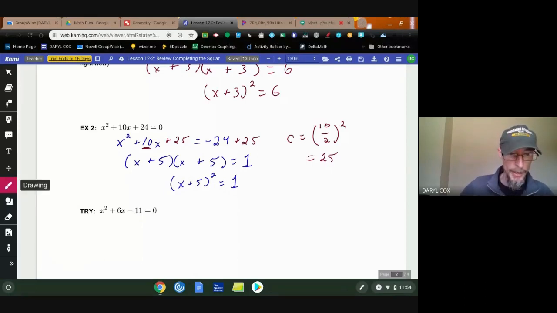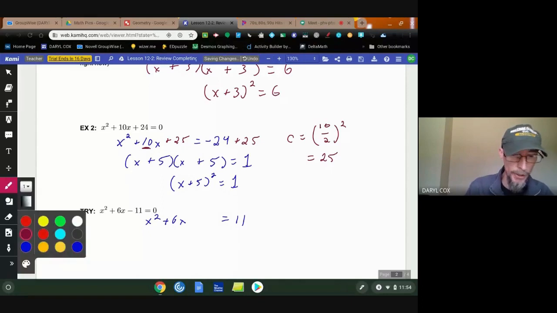Try one here. X squared plus 6x minus 11 equals 0. Factor it. Okay, so hopefully your first step is that you moved everything around. X squared plus 6x equals 11. Then you said, let me get my c term, my constant square, or my square constant rather. So that's going to be 6 over 2 squared, which is 9. So I'm going to add 9 to both sides. 11 and 9, well, that's 20. That was easy. And now this side.